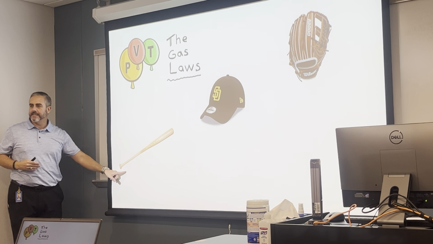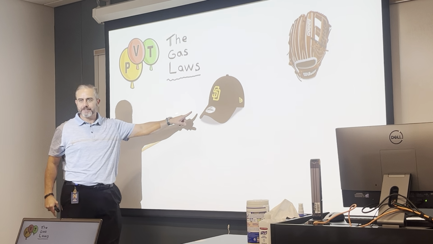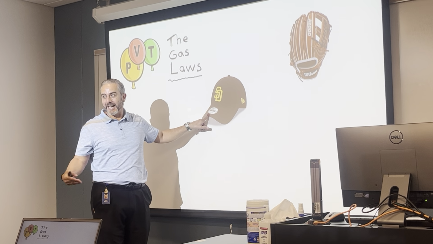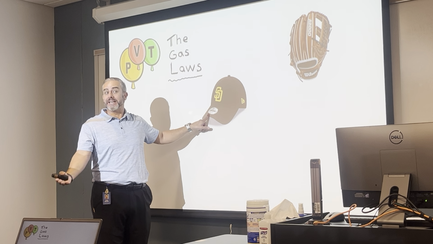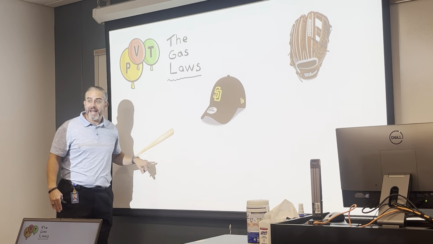All right, what is this thing? A bat. What is this thing? Cap. It's a cap. Very good. I know it's a hat. I call it a hat too. But in my example, it has to be a cap. This is a glove. Okay, so bat.